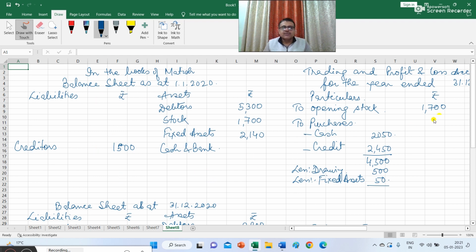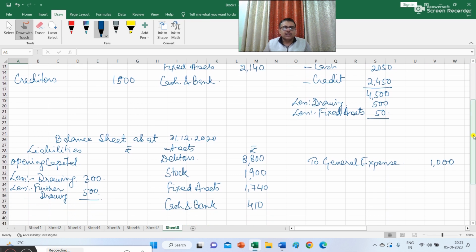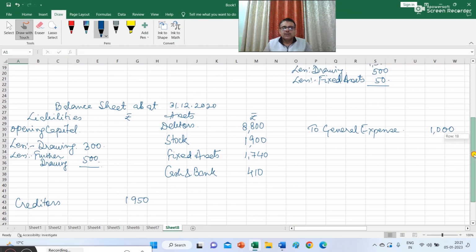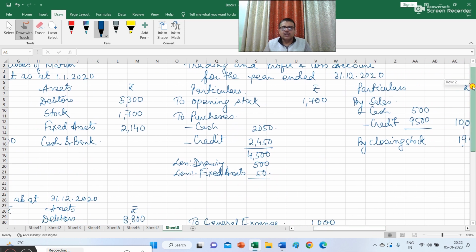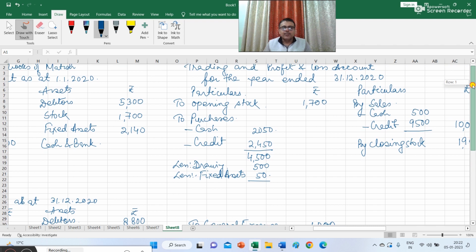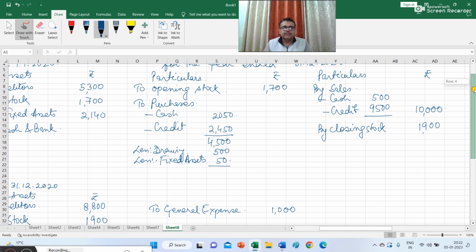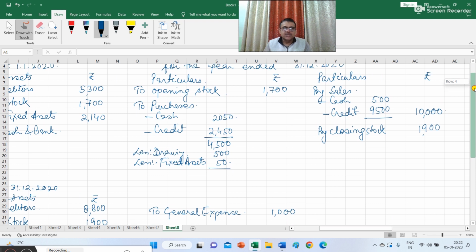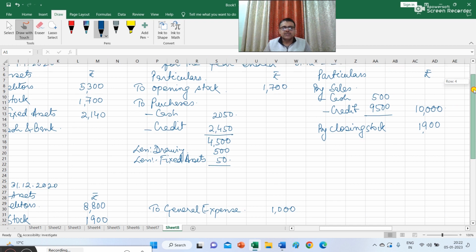So this is the opening balance sheet here. You can compare with the solution in your notebook, and this is the structure of the closing balance sheet. Then this is the structure of the trading and profit and loss account. I have recorded the opening and closing balance of stock, the total sales, total purchase. From purchase, I have reduced the amount of drawing for rupees 500 and the fixed asset of rupees 50. And in profit and loss account, I have recorded the general expense of rupees 1000.